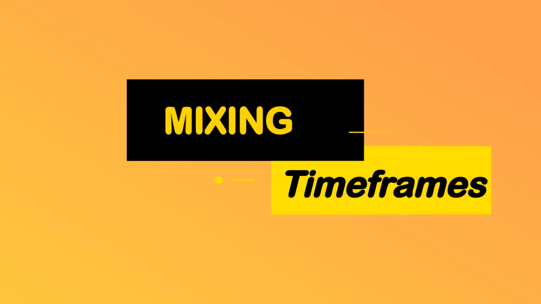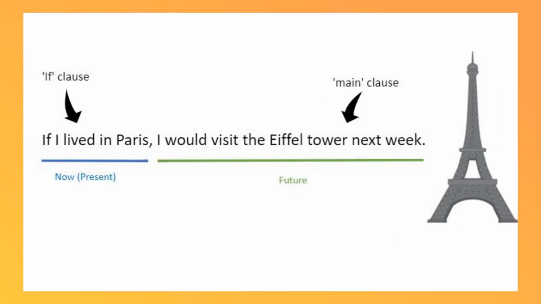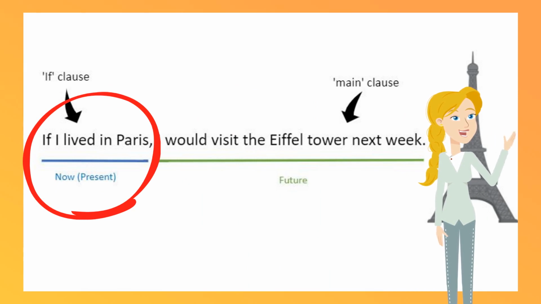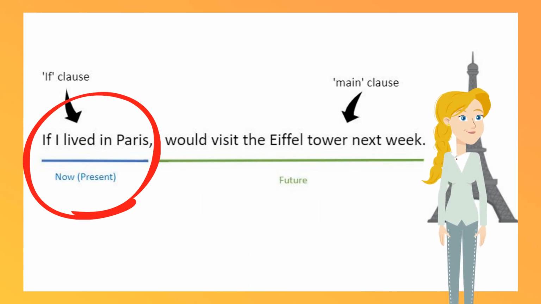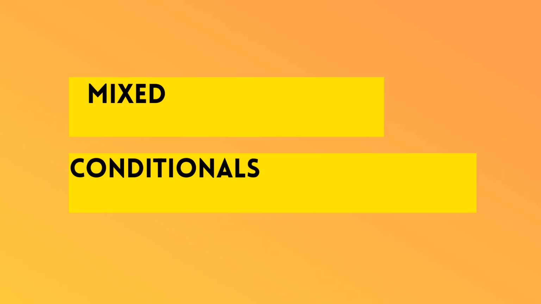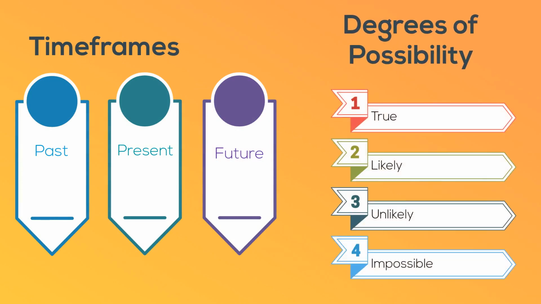Mixing time frames. Let's look at this sentence. If I lived in Paris, I would visit the Eiffel Tower next week. In this conditional sentence, in the if clause, the girl does not live in Paris now. She's talking about the present. If I lived in Paris now, I would visit the Eiffel Tower next week. Next week is talking about the future. Mixed conditionals are sentences which mix two different time frames and also different degrees of possibility.